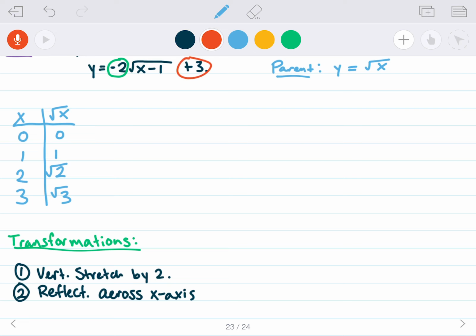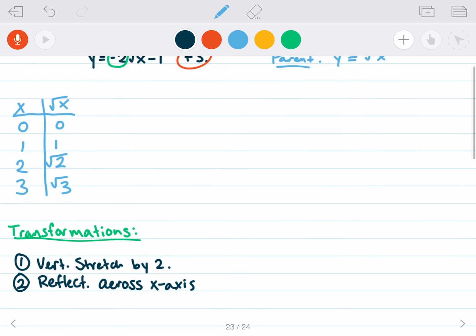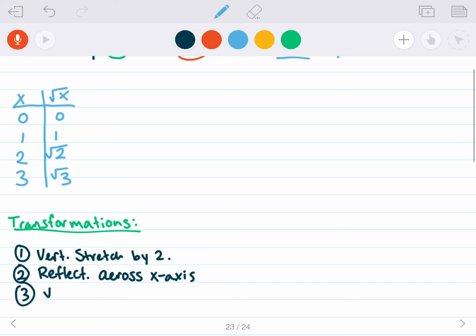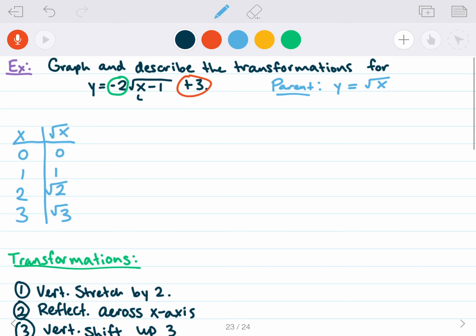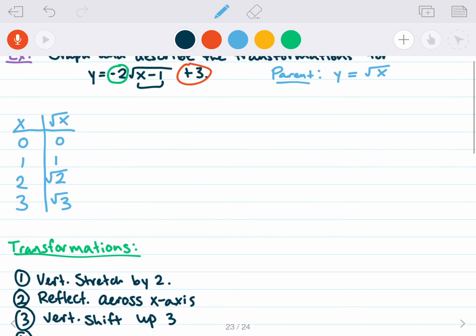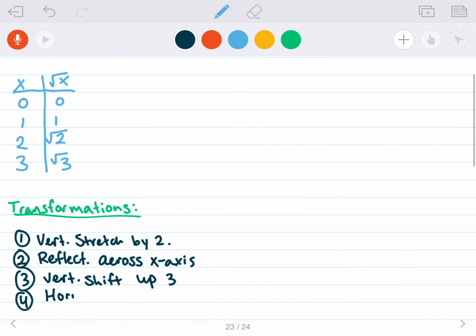Looking at the outside, I have a +3 on the outside of the radical, which tells me that's going to be a vertical shift up 3 units. And finally, what's happening on the inside of my argument is x minus 1, so I'm shifting to the right 1 unit. So this is going to be a horizontal shift to the right 1 unit. All right, excellent.